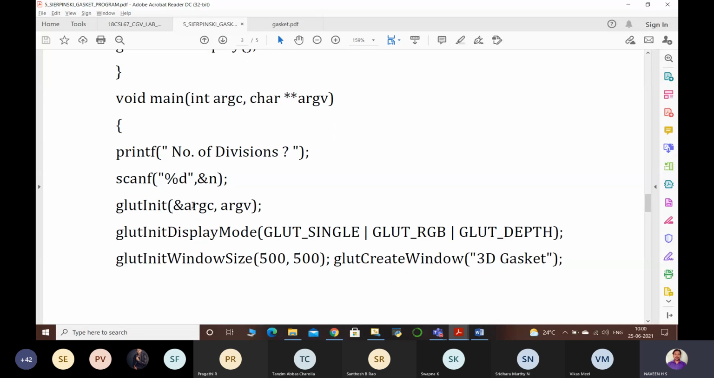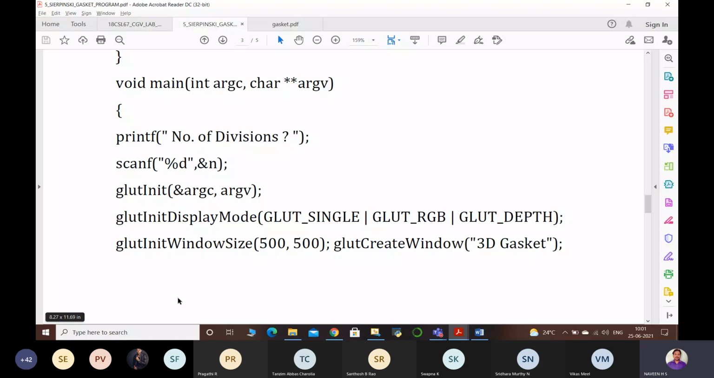What it will do basically is connect your command prompt window to our OpenGL functions. So this function is going to connect the command prompt window to the OpenGL functions I'm going to use in my OpenGL program. It is going to initialize and connect your command prompt window with the OpenGL functions. That is the job of glutInit(&argc, argv).